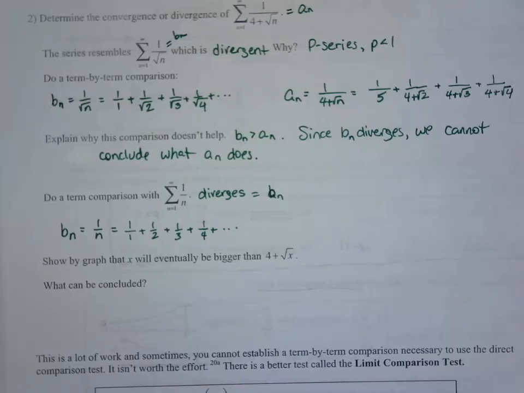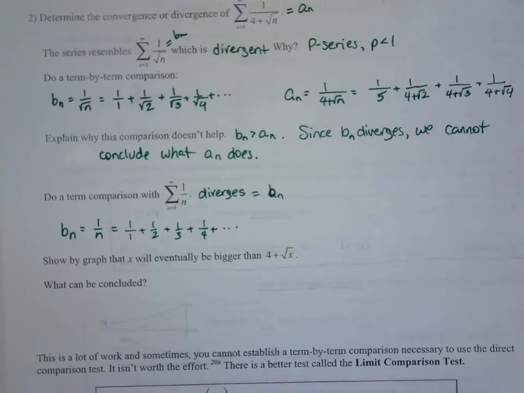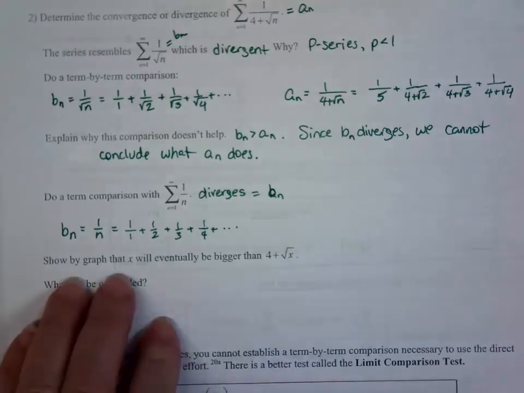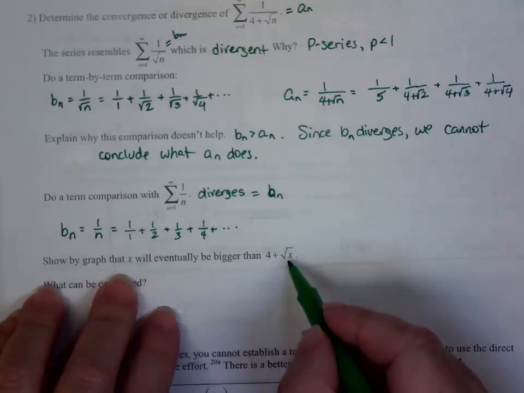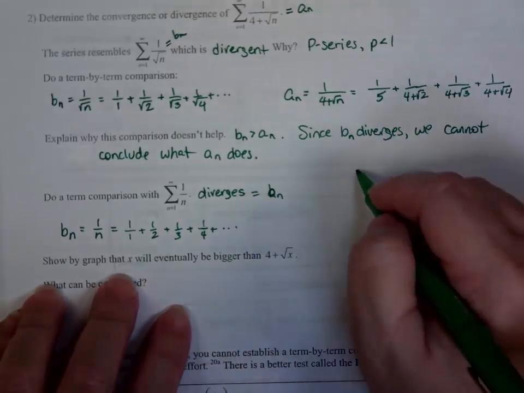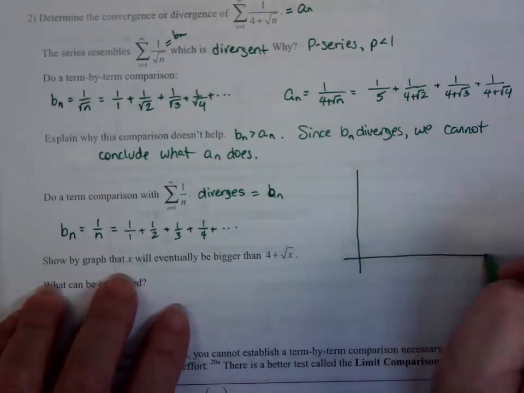Now, that one still looks to be bigger than the other one, so it doesn't seem to help. But it actually does, because eventually, because of the way harmonics work, the harmonic is going to end up being smaller than the other one. Okay? Now what they do is they walk you through this. It's to show by graph that x will eventually be bigger than 4 plus the square root of x. So over here, draw a first quadrant. You got plenty of room.